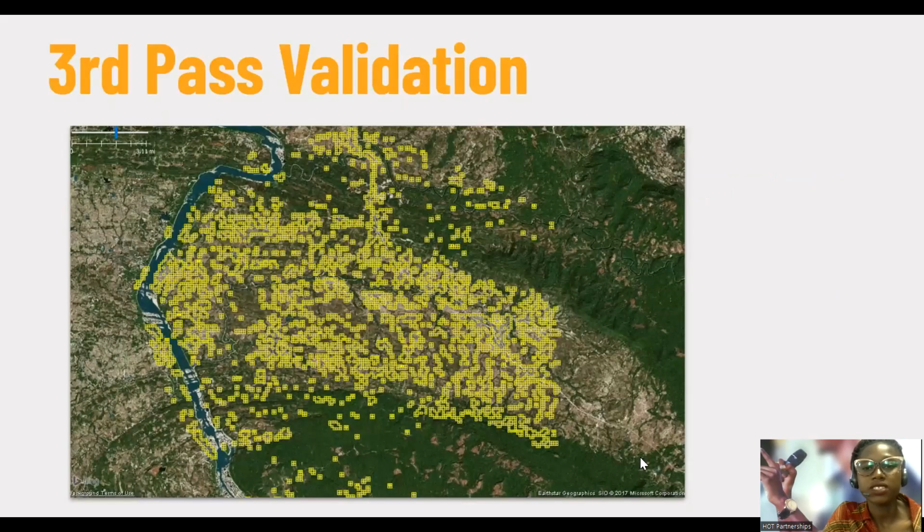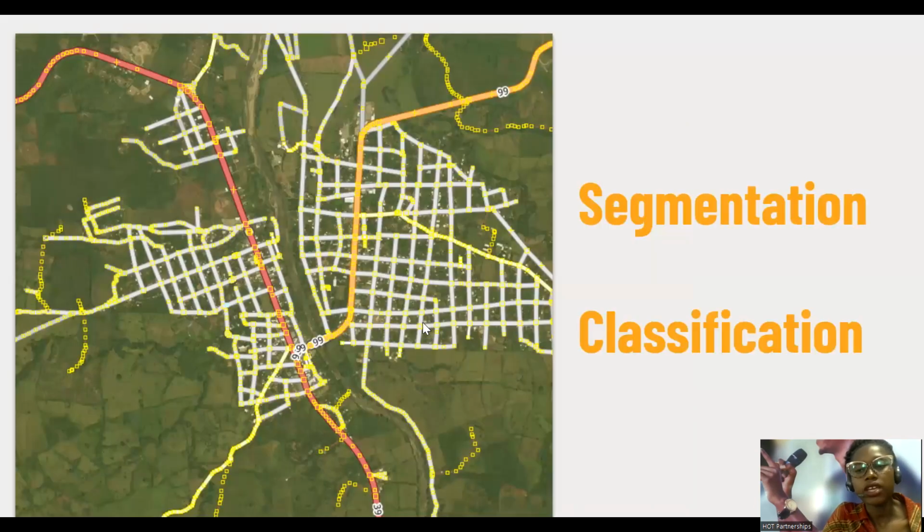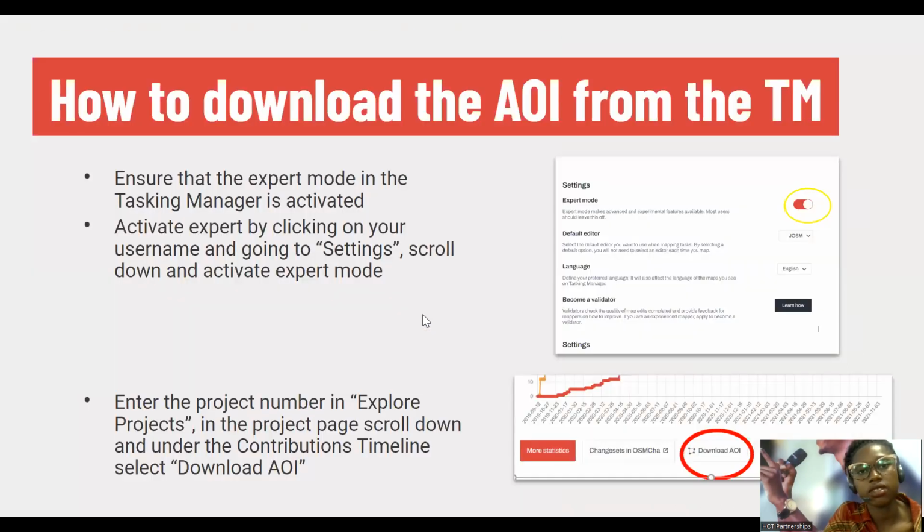Third pass validation is downloading the whole area of interest, then you download the data in it, and then you start checking it out. Again, there are different segmentation and classifications that you need to check out.